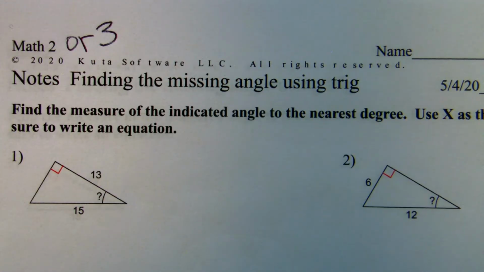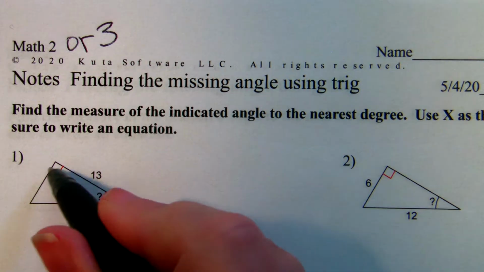So far we used trig to find the ratios sine, cosine, and tangent. And then we used those trig ratios to help us find the missing sides. This time we're going to find the missing angle.